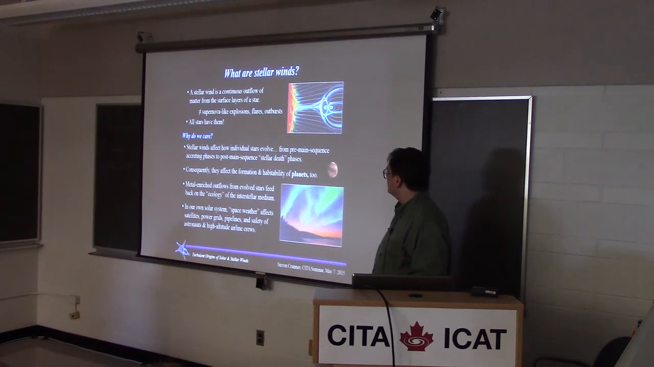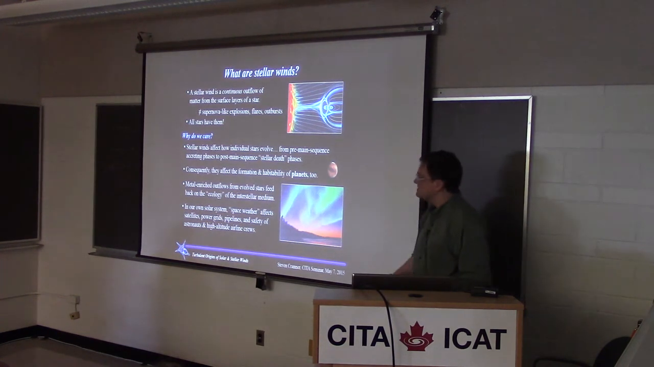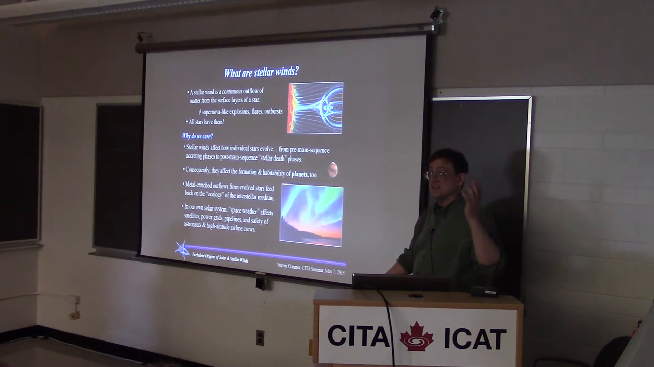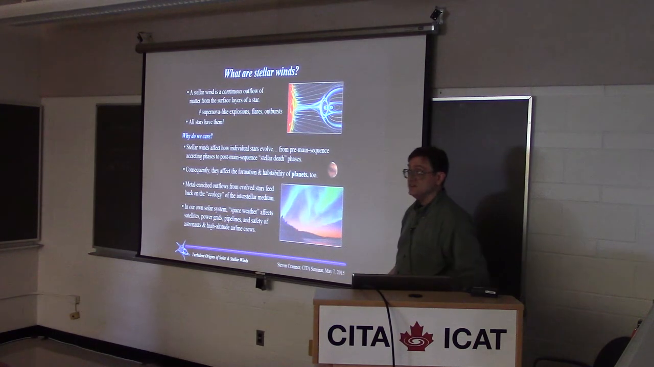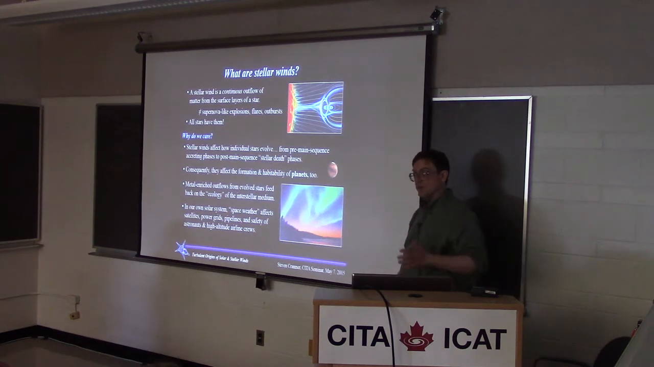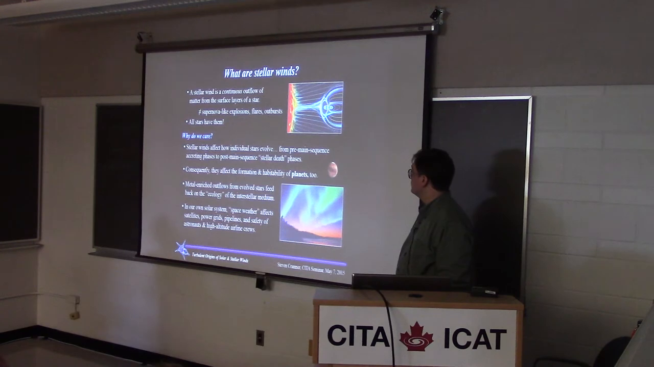Going to the opposite end, even larger scales, the scale of the whole galaxy, the composition of the gas that gets ejected by stars can enrich the metallicity of the galaxy. As we go from population 2 to population 1 stars, where the metallicity is enriched throughout new generations of star formation, a lot of that is thought to be given back to the interstellar medium by stellar winds.